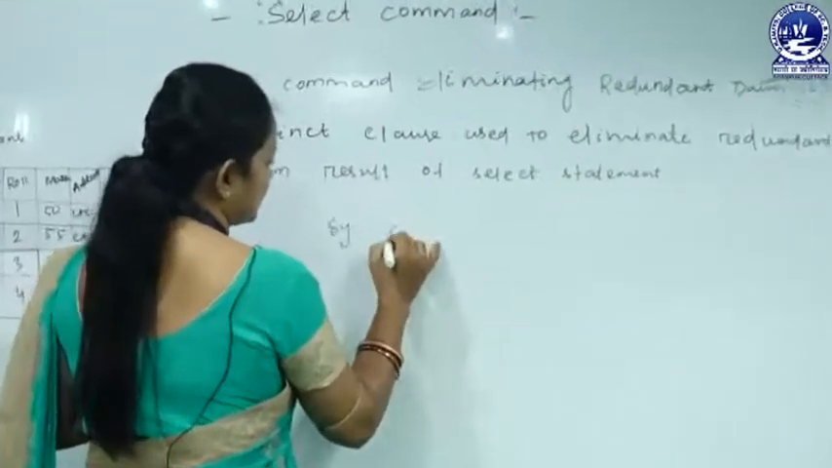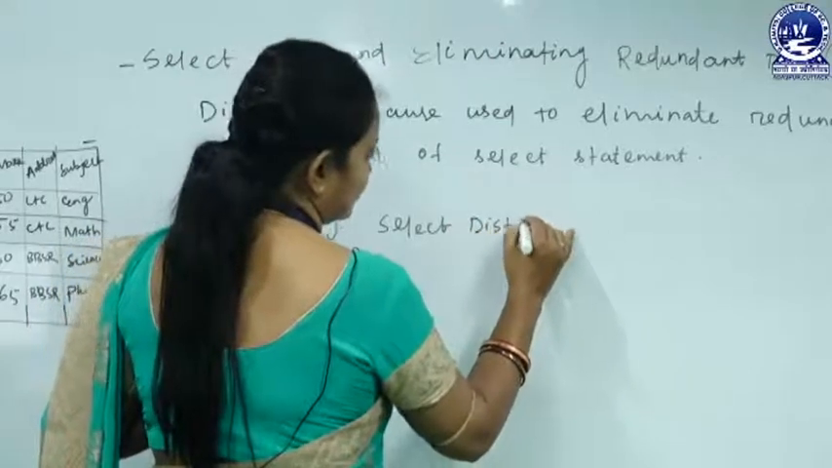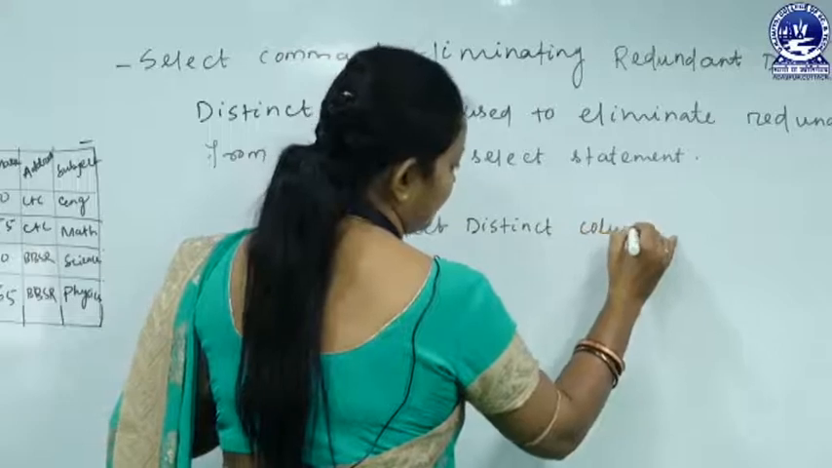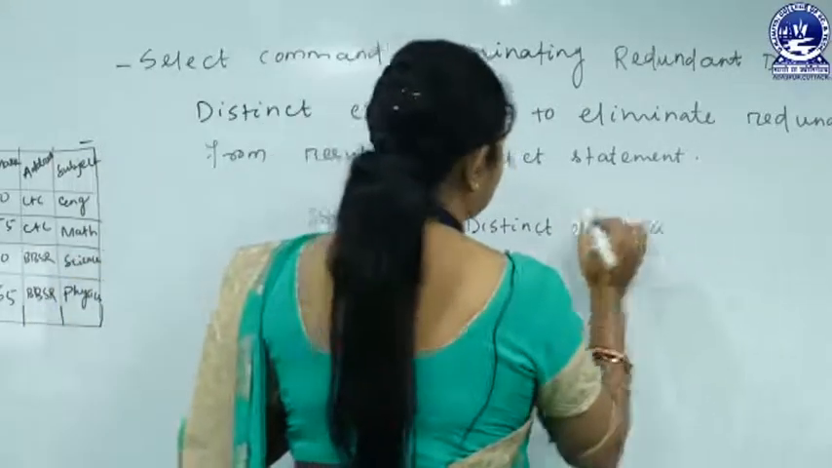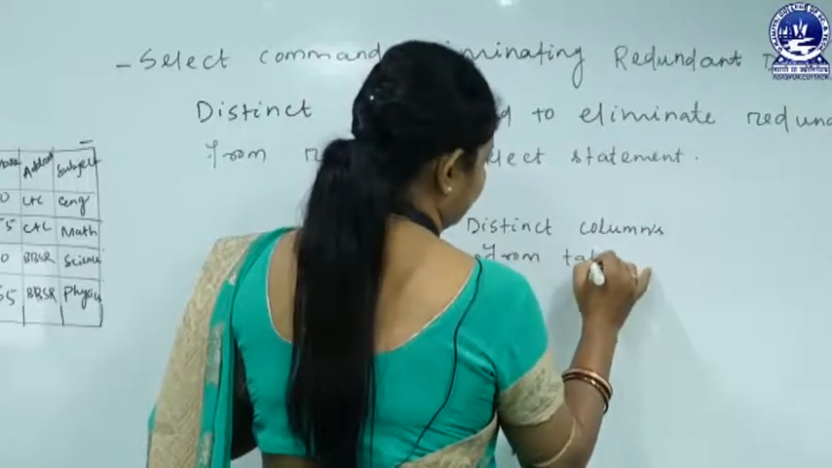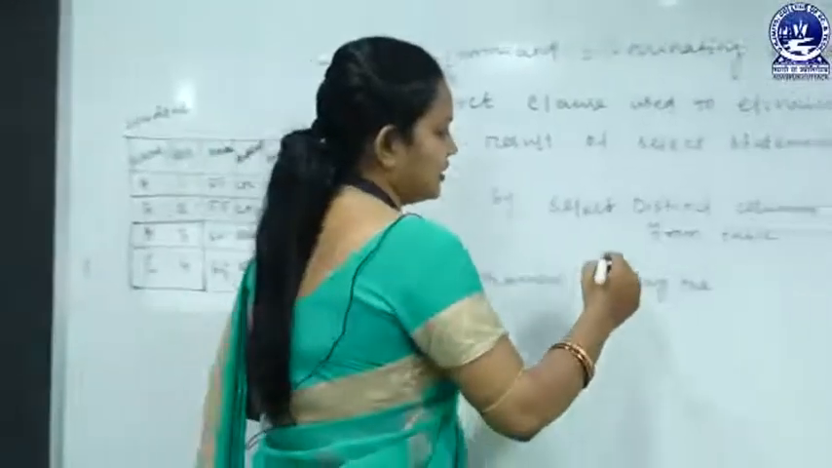The syntax: select distinct, and the names of the columns where we want to remove the duplicate data, from table. This is the syntax.